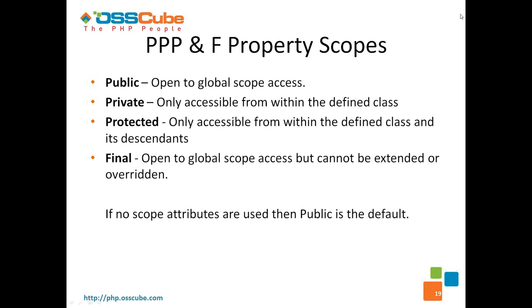So far we haven't used any of these in our sample code, or haven't talked about them. If you don't use any attributes like public, private, or protected, then public is the default. So if you just use a method name with the function keyword and don't put any scoping attributes on it, then it's considered public. Any questions on that? It's pretty straightforward, I think.